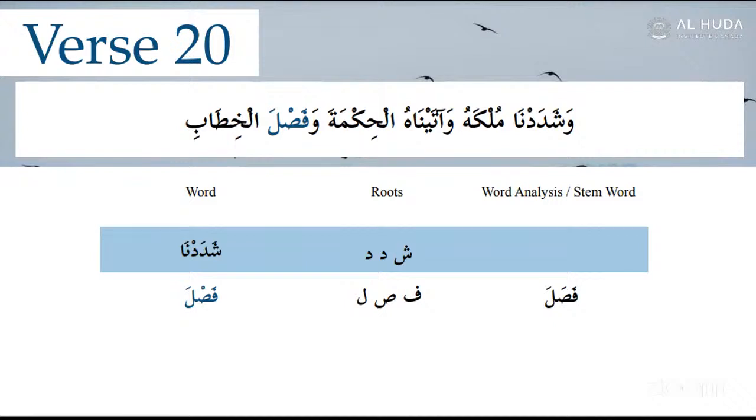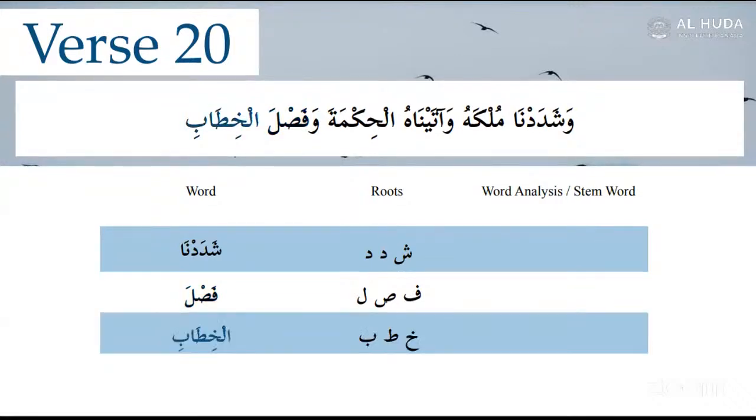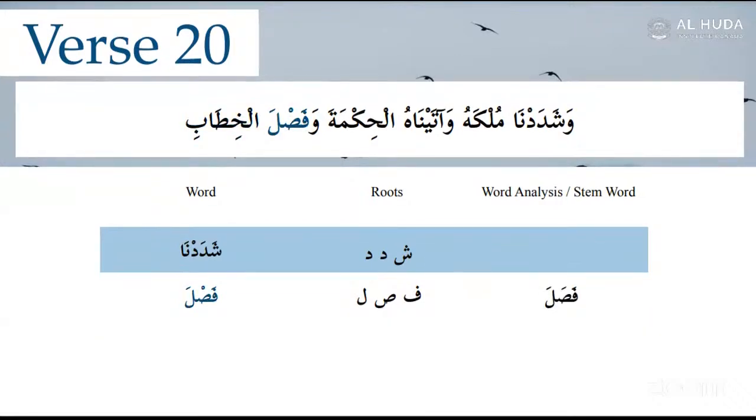Which means what? Number one, he would yafsilu between people. Those who did khitab to him, those who brought their disputes to him, he would resolve their disputes. Yafsilu, he would decide between them. And also he was granted the ability to formulate a clear statement for a decision on an issue. Or another way this can be understood is that his own khitab, his own address was fasl, clear, assertive.